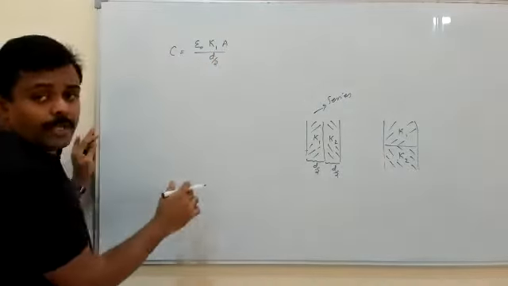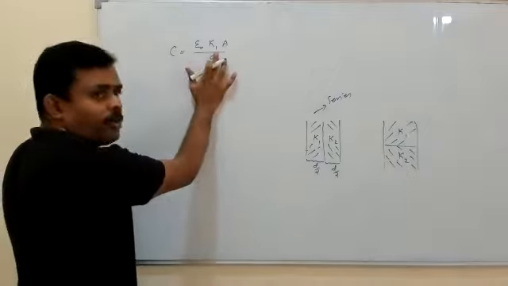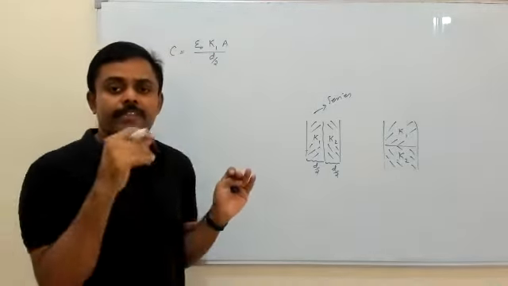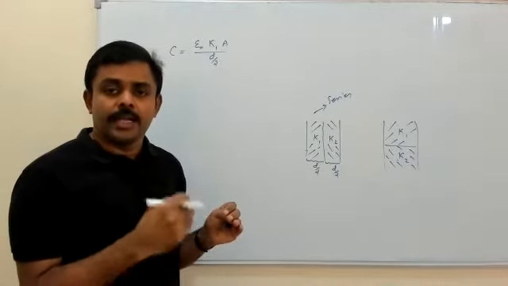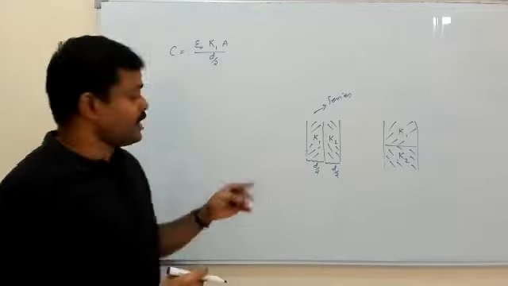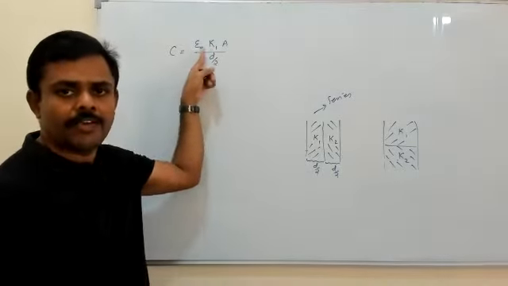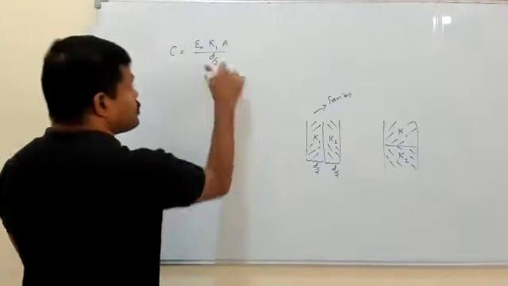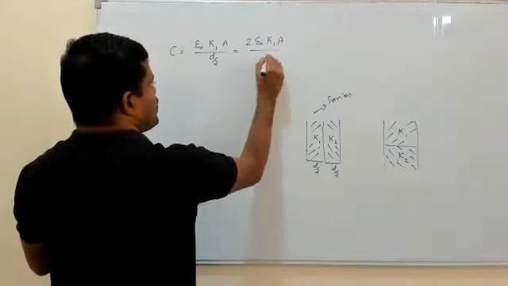So for the first part I am writing epsilon 0, epsilon R, A by D. That was my equation. Do you remember? If you fill with one material, the equation is epsilon 0, epsilon R, A by D. So here epsilon R is given as K1. So it is epsilon 0, K1, A by D by 2. Why D by 2? I told you the distance is D by 2. Take it out in numerator: 2 epsilon 0, K1, A by D.